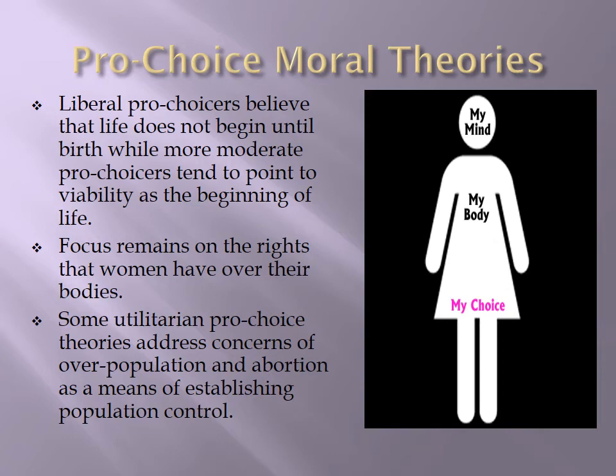But here one, morally or ethically, is pro-life, but as a moderate, not wanting legislators to tell women what they can and can't do with their body, remains pro-choice. And then there are some utilitarian pro-choice theories that address concerns of overpopulation and that abortion could be a good means of establishing population control. You see there, once again, with the utilitarian approach, the focus is very much on the consequences of the pregnancy and not the question of when life begins.